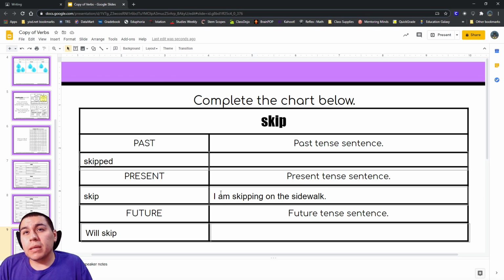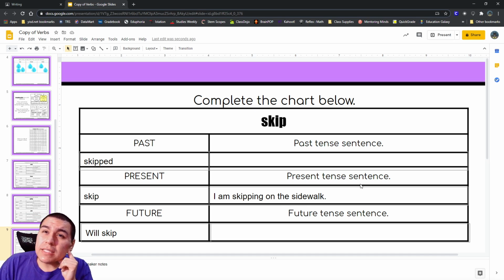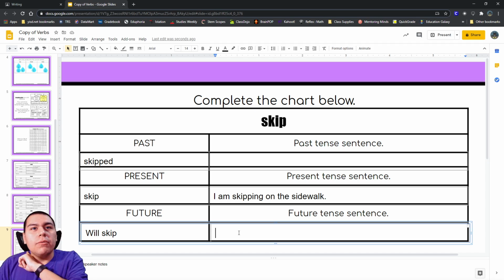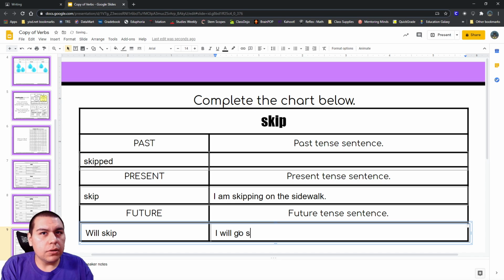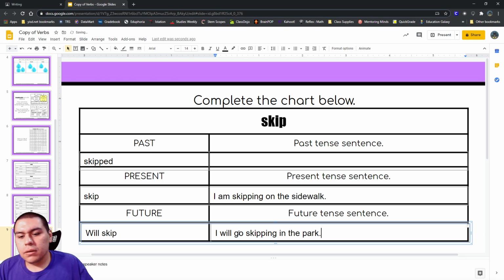Okay, if we have skipping, that makes it a present tense. Let's change it a little bit. Do you want to change it into a past tense or a future tense, Violet? Past tense. Wait, okay. I will go skipping in the park. Oh, okay, I like that one. So that one's a future tense. I will go skipping in the park.